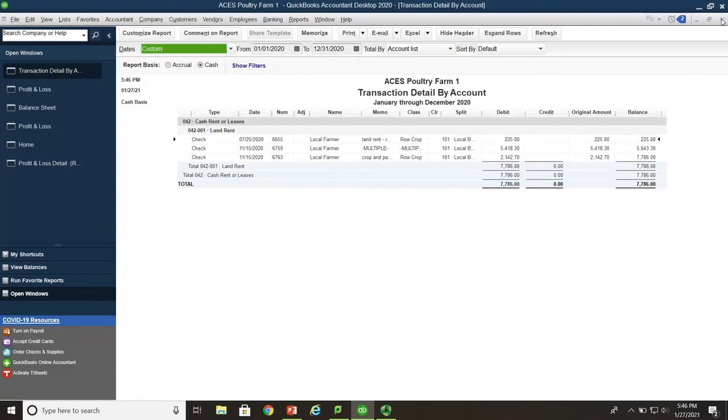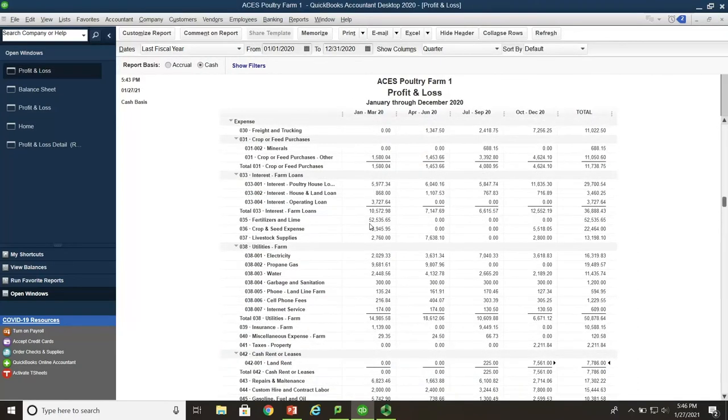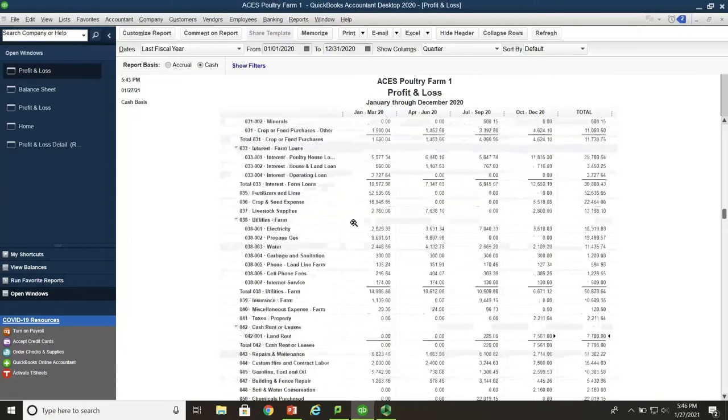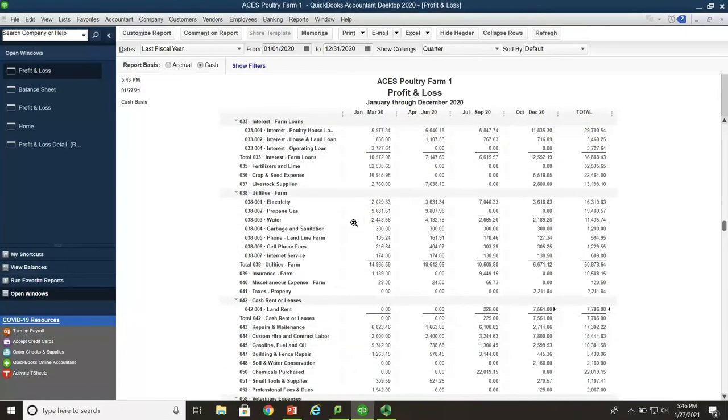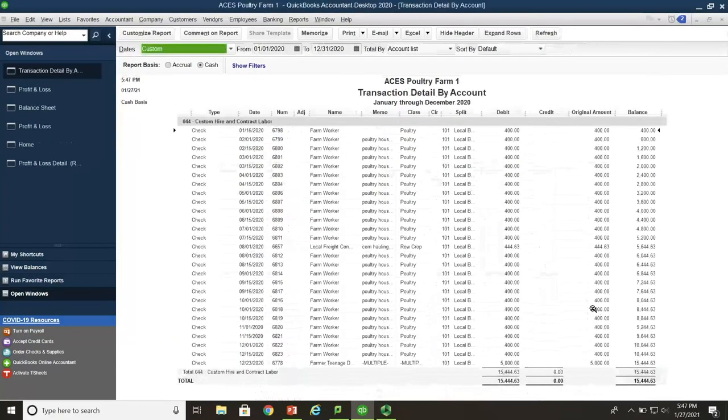The other 1099 that we're going to be needing to generate is for contract labor. Contract labor is our farm worker that we talked about earlier that makes $400, looks like, every couple of weeks. And so our contract labor is $15,000. And looks like the vast majority of this is the farm worker. So we go up here.